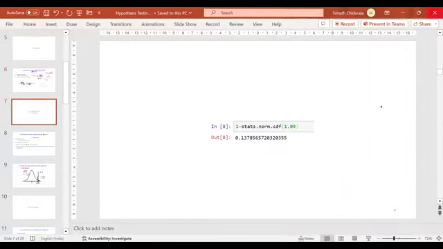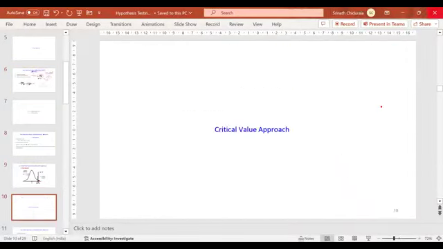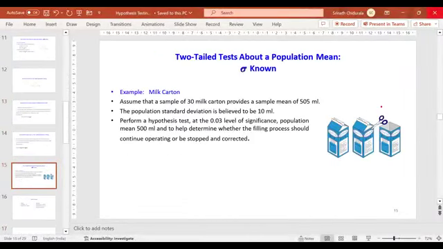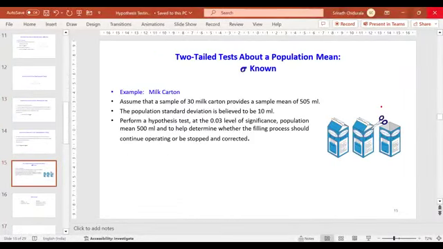Okay, so going forward, we discussed the lower tail test in the last class. Now let's talk about the two tail test for this population. So before getting into this example, if anybody has any question, please do let me know.